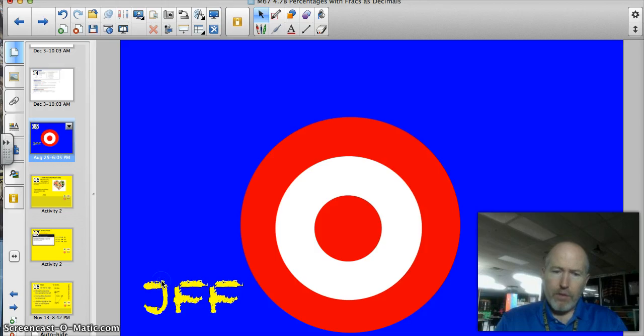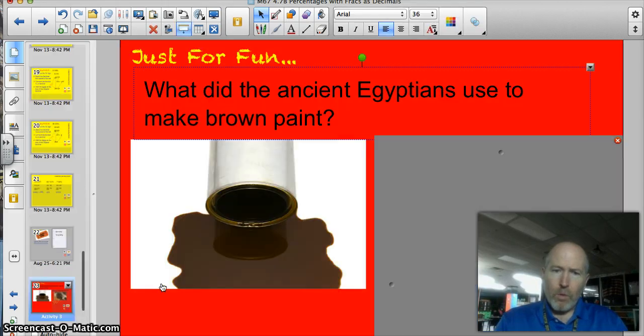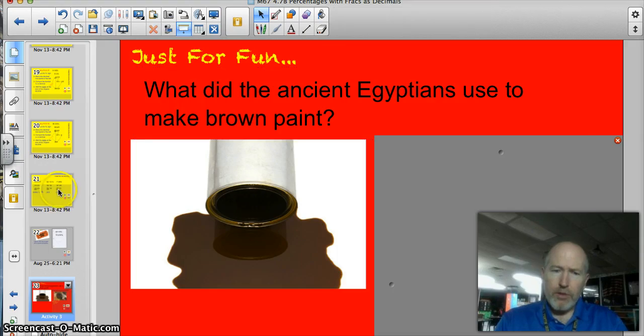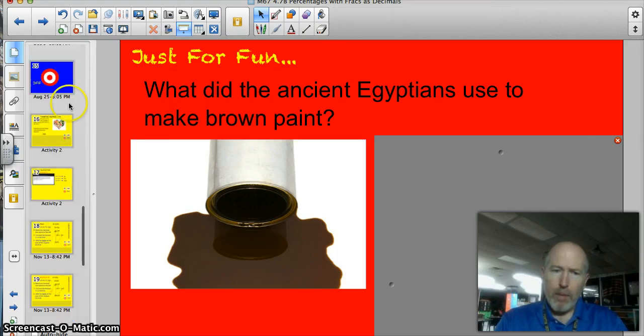Let's start off with something fun. What did the ancient Egyptians use to make brown paint? There's your imponderable of the day, and we'll be back to it.